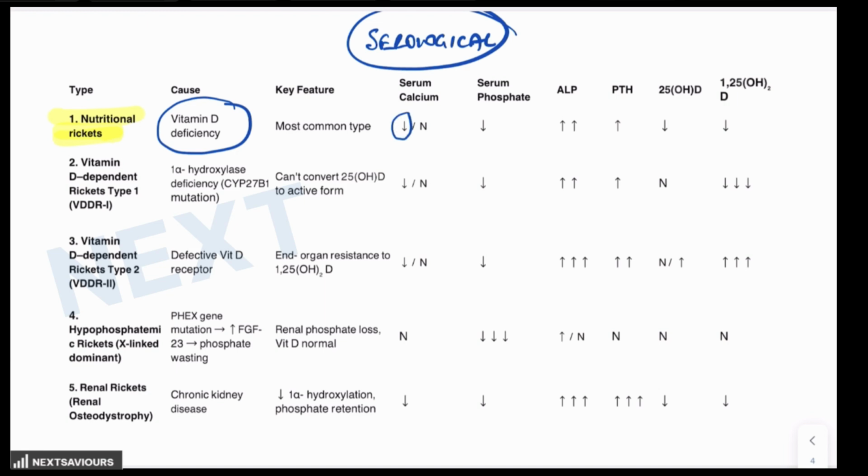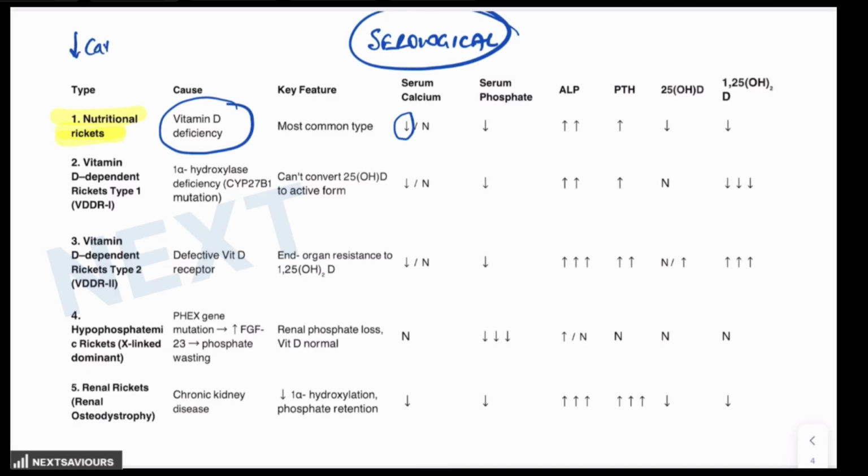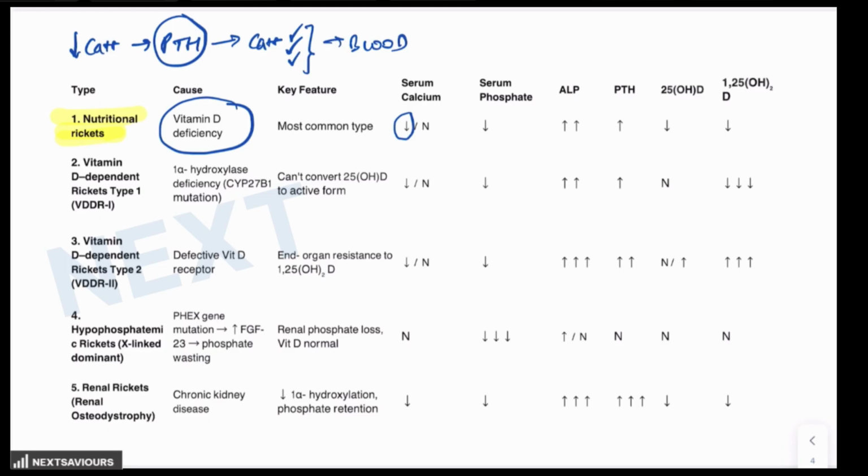But as there is a decrease in the calcium ionic concentration in the blood, it will result in an increase in the parathormone secretion, and parathormone will increase the mobilization of calcium from the bones, from the skeletal muscles, from the smooth muscles, and from the nerves back into the blood. So this is the reason why, despite having a calcium deficiency in the bones, nutritional deficiency rickets majority of the times has a normal calcium ionic concentration in the blood. Serum phosphorus, as you know, will be decreased.